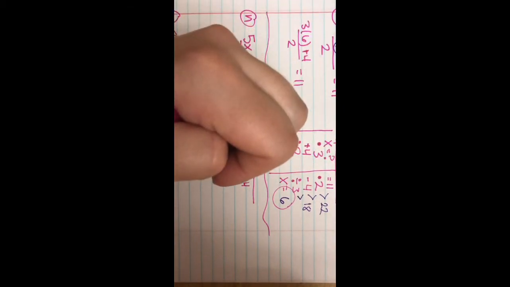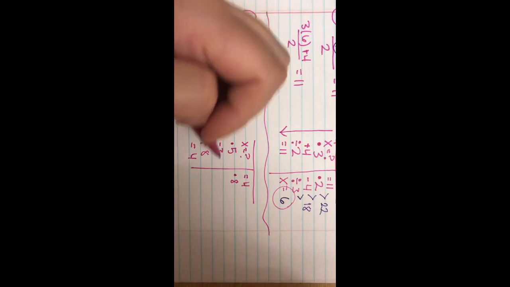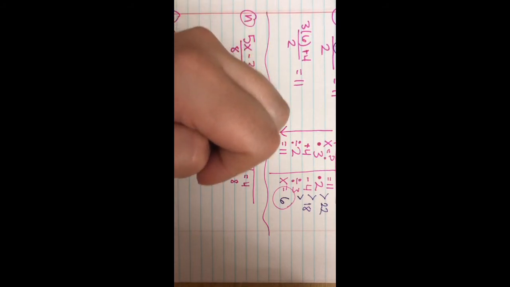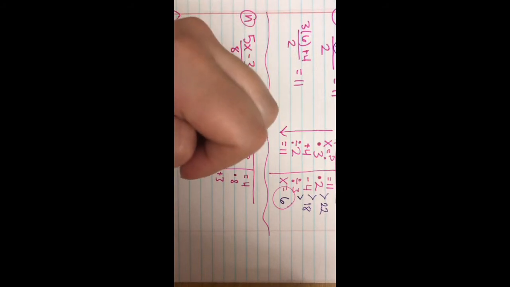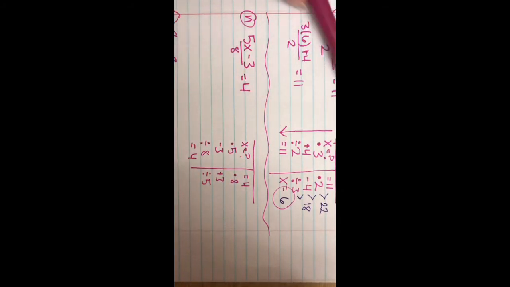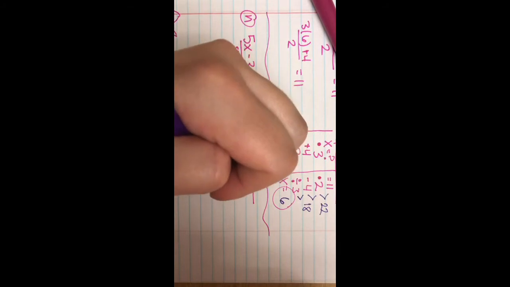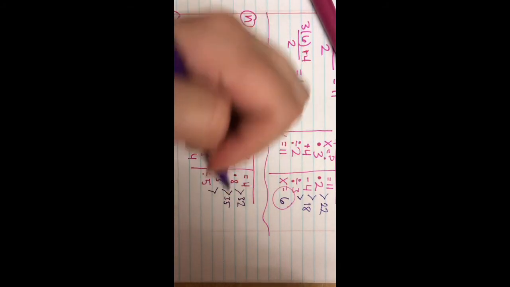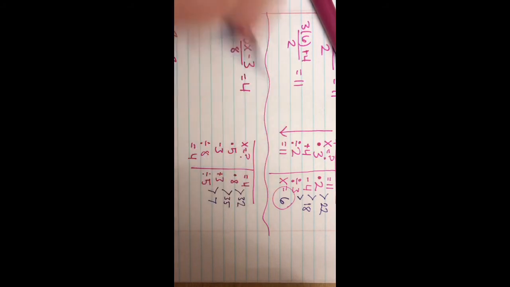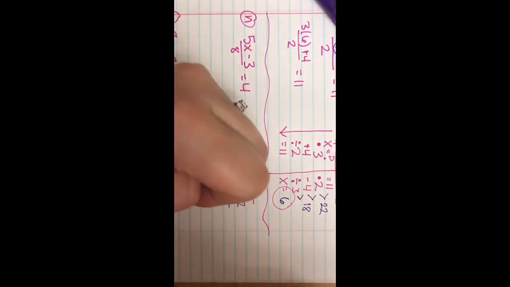The opposite of divide by 8 is multiply by 8. The opposite of subtract 3 is add 3. The opposite of multiply by 5 is divide by 5. So let's go ahead and do this math. I have 4 times 8 is 32, plus 3 is 35. Divide by 5 is 7. So x is going to end up equaling 7.